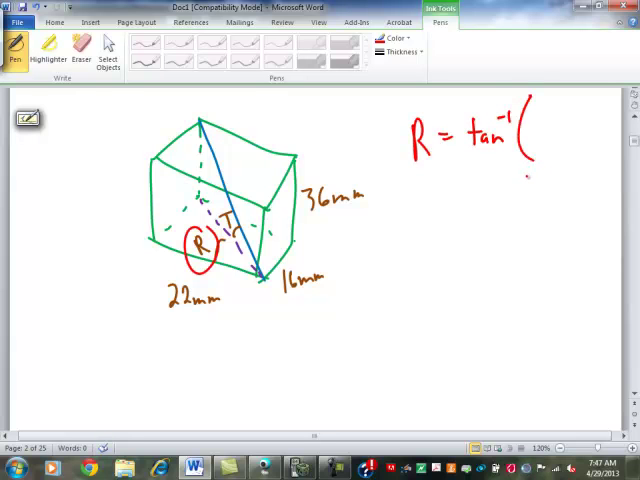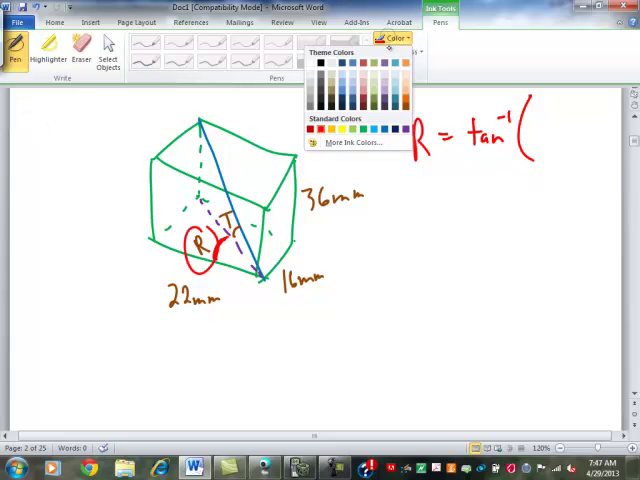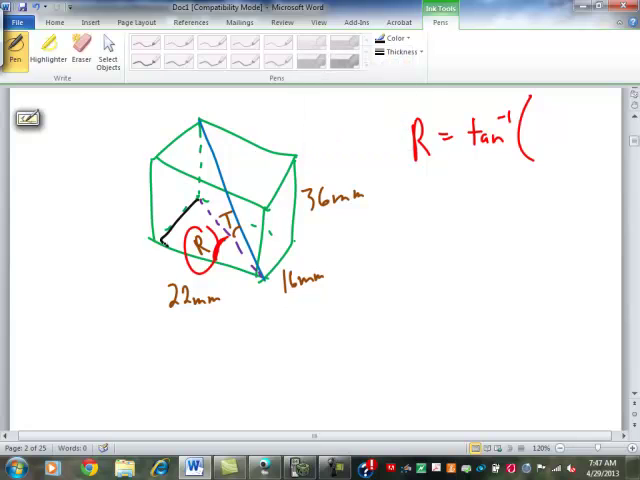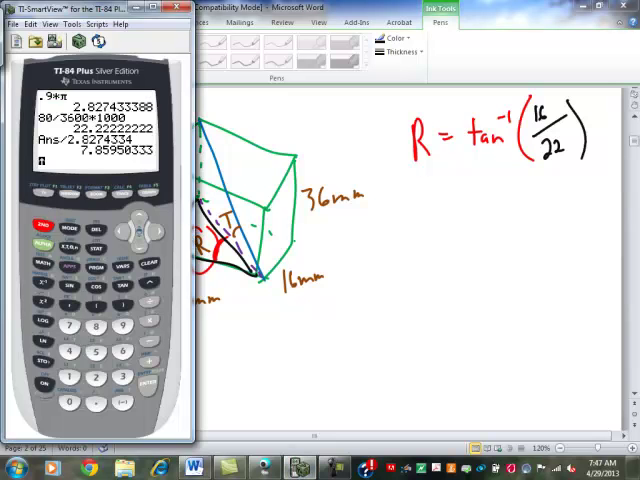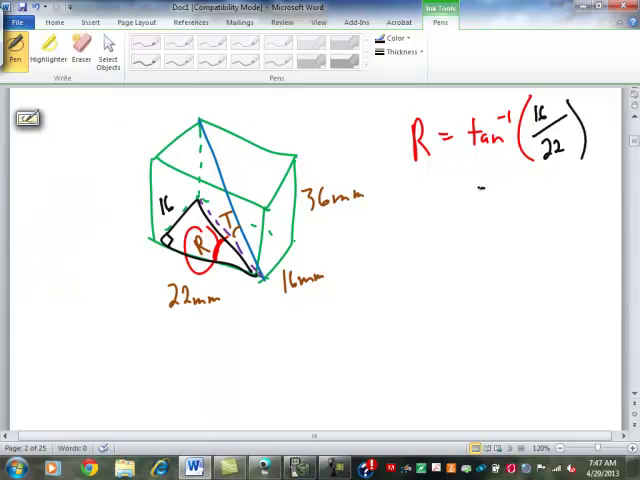It's going to be an inverse tangent. What's the opposite side? You got it, 16. We're going to be looking at this triangle with the right angle there. This is 16 over 22. Good. Giving us 36.03 degrees. That's our angle of rotation there.